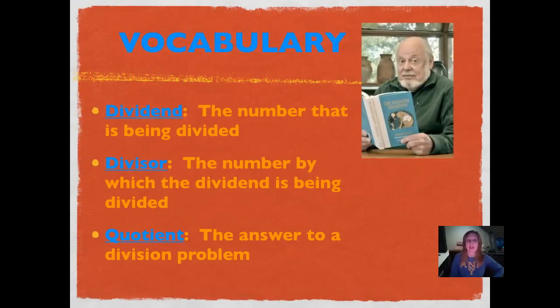Here's our vocabulary. Again, the dividend, that number in the house, remember? Divide into house, man. That's the number that's being divided. And our divisor, that's like the terminator, the number that's going into the dividend. And the quotient, which is the answer to our division problem. Write those down and push play when you're ready.